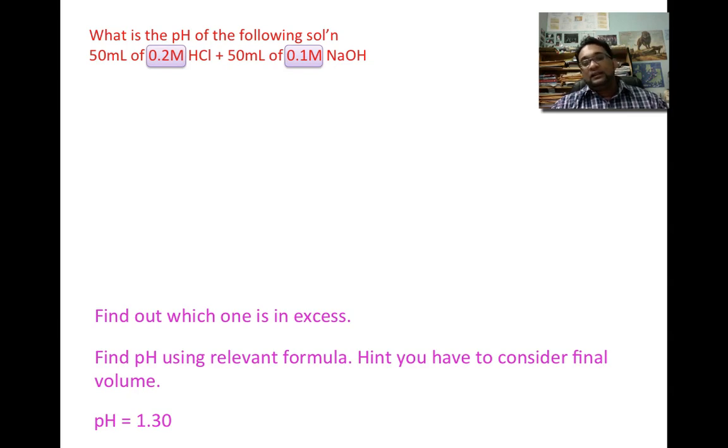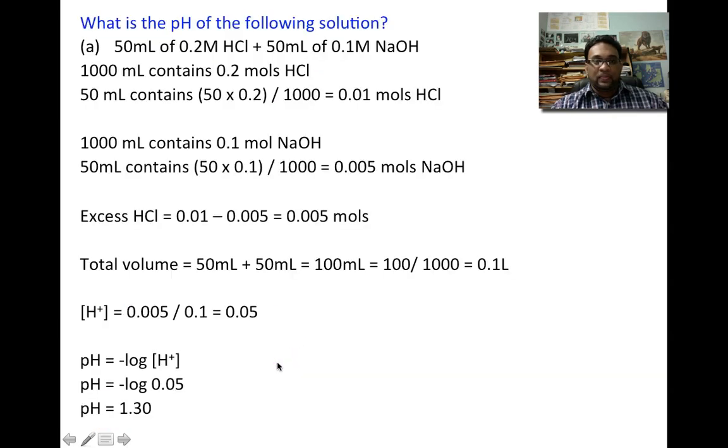So I'm hoping that the pH of 1.30 is what you got. If not, go back and see if you did these things. Find out which one is in excess and use the right formula. So this is the typical answer for this question. Now, first we ask how many moles of HCl are in the 50 mils, and then we find out how many moles of NaOH there are in the 50 mils of that solution. You're going to get the information here.